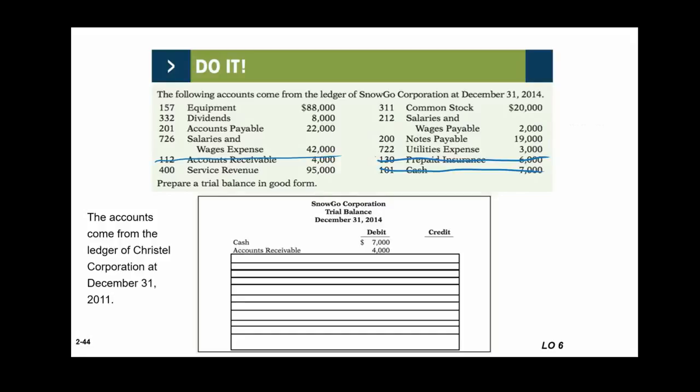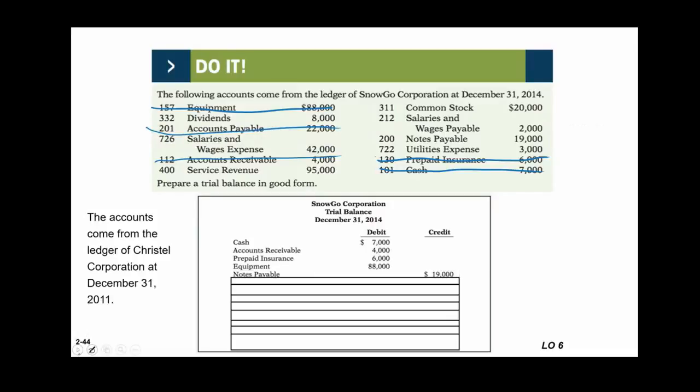Next is prepaid insurance, 6,000. All these are debits because those are assets, so those are debit accounts, and we put them under debit. Next is equipment, 88,000, again under debit. We're done with the assets. What do we do next? Liabilities, right? The first one is accounts payable, 42,000. And remember, you have to put it under the credit column.